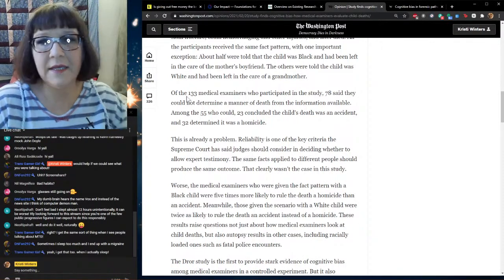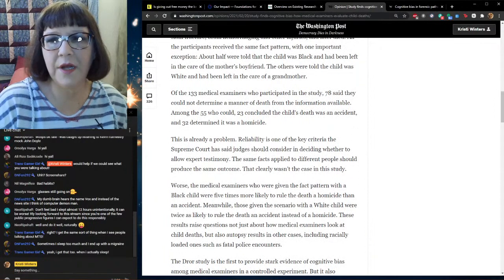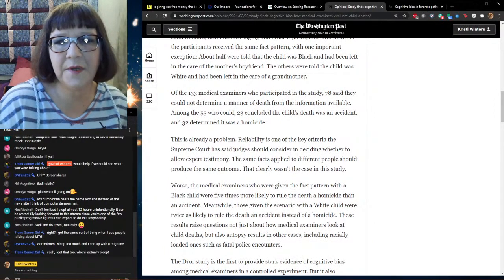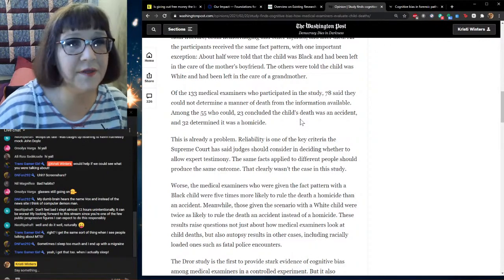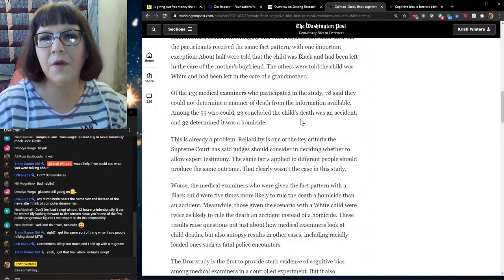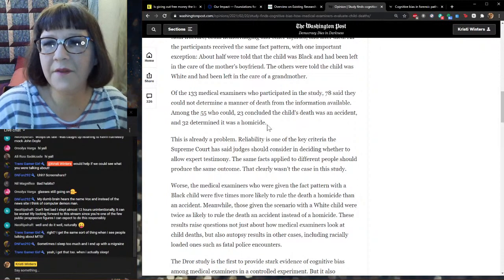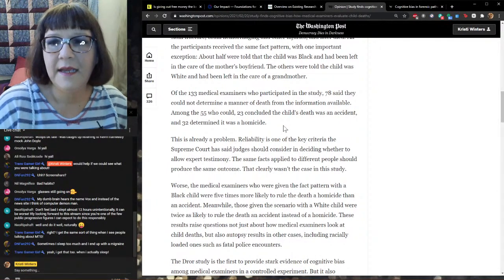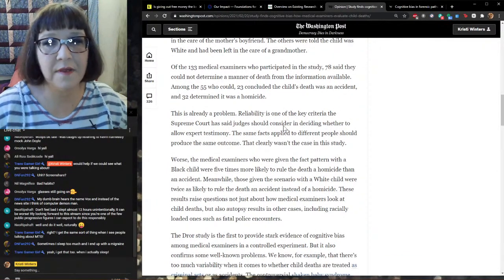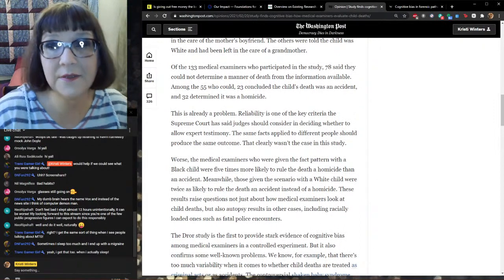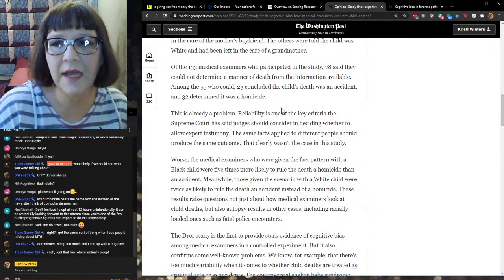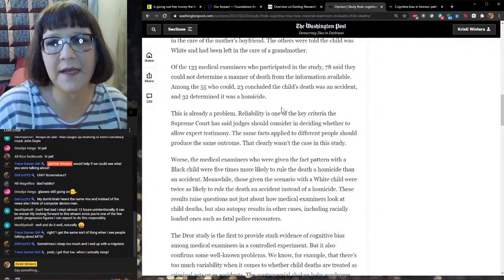So here we've got a case where of the 133 medical examiners who participated in the study, 78 said they could not determine a manner of death from the information, so they did an experiment. We'll talk about modes of analysis soon. Among the 55 who could, 23 concluded the child's death was an accident, 32 determined it was a homicide. And going on to then elaborate the problem, if reliability is one of the key criteria the Supreme Court has said judges should consider in deciding whether or not to allow expert testimony.